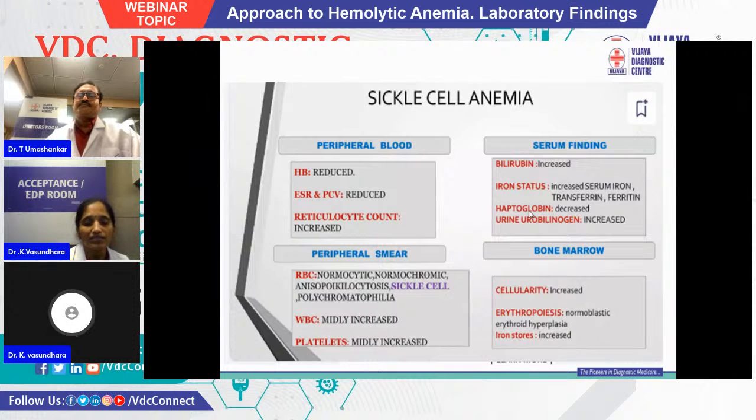In bone marrow, you see increased cellularity. There's erythroid hyperplasia, and the iron stores are increased in case of sickle cell anemia.